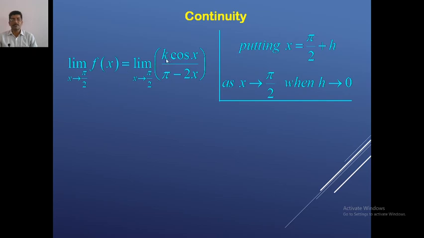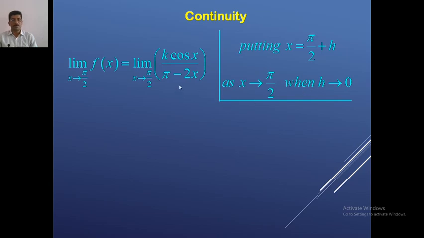Its value is equal to limit of k times cos x divided by pi minus 2x as x tends to pi by 2. Here, put the value of x equal to pi by 2. You know that cos pi by 2 is 0. And 2x is equal to pi, so pi minus pi means 0. So 0 by 0 is an indeterminate form. Therefore, simplify or reduce this limit into a standard form using the substitution method. Put x equal to pi by 2 plus h. As x tends to pi by 2, you get h tends to 0.